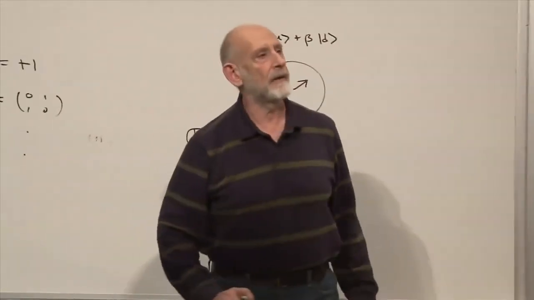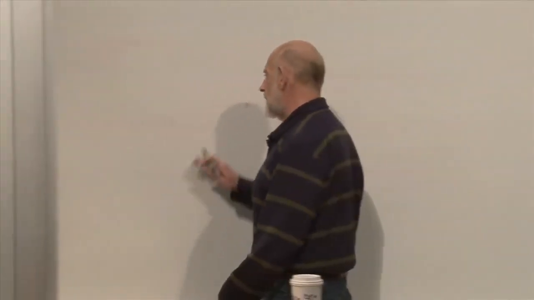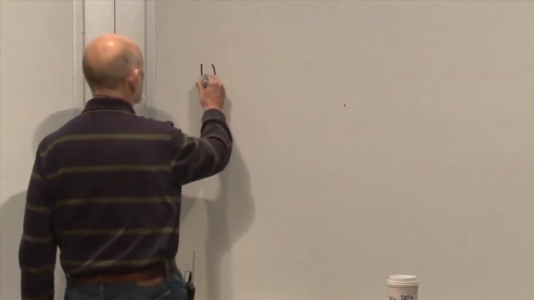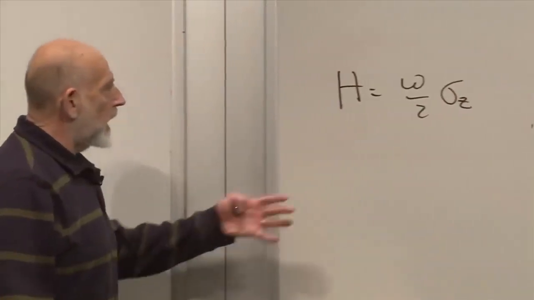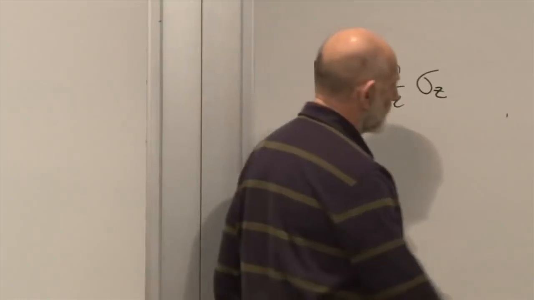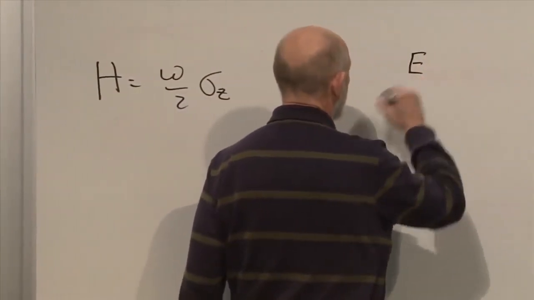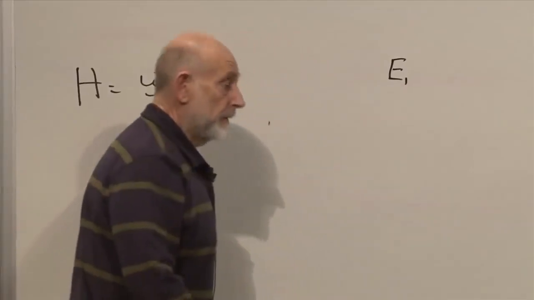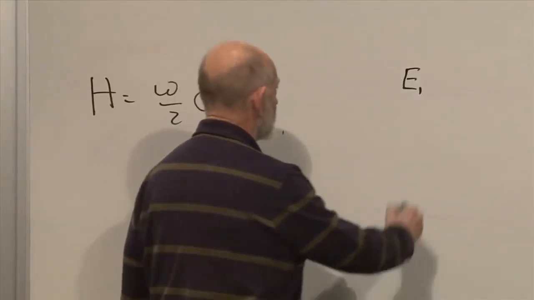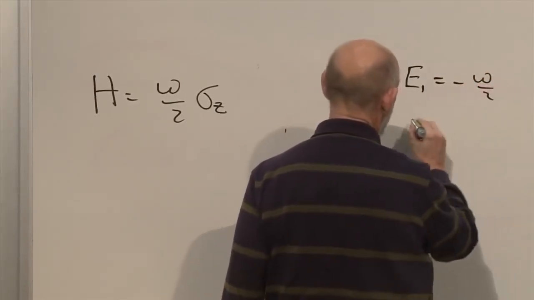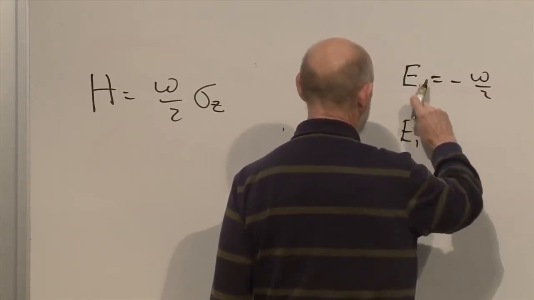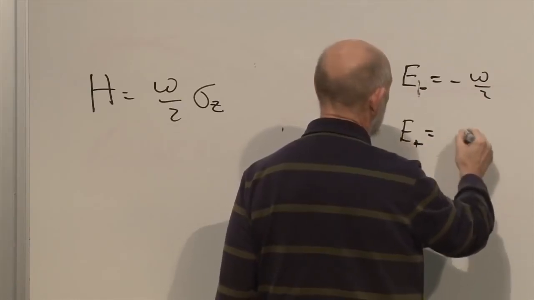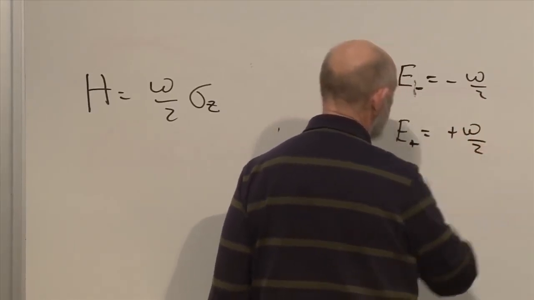And I maintained that if it emits a photon, remember the way we set things up, we said let's take the Hamiltonian to be omega over 2, let's say sigma z. That has two eigenvalues, plus omega over 2 and minus omega over 2. So the two eigenvalues, let's call it E for energy. The lower of the two eigenvalues is minus omega over 2, and the upper one, we could call this E minus, and E plus is plus omega over 2.